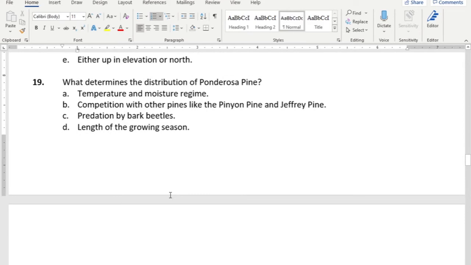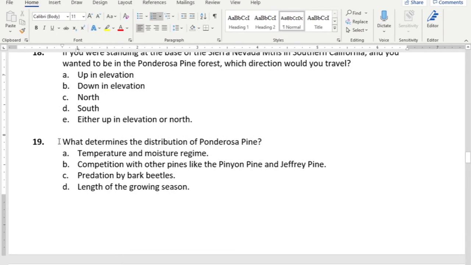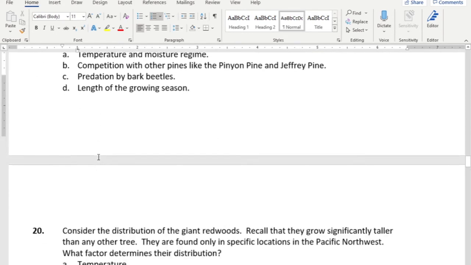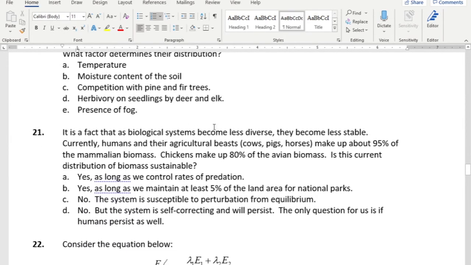19. What determines the distribution of Ponderosa pine? All right, well, this is actually from the previous exam. So from the first part of the semester. So we don't have to worry about question 19. We don't have to worry about question 20.